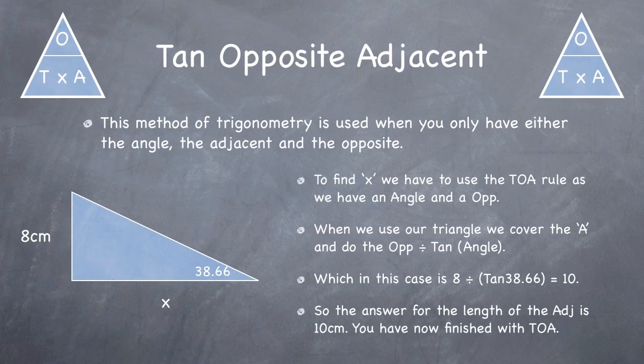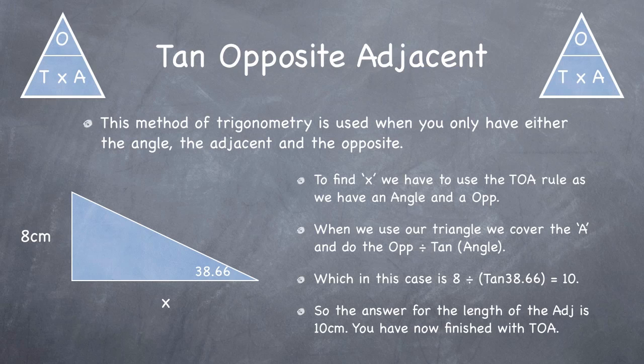Right, finally we're going to find the adjacent using the tan rule. So what we're going to do, we're going to cover the A for adjacent and do the opposite divided by tan angle, which in this case is 8 divided by tan 38.66, which equals 10. So the answer for the length of the adjacent is 10 centimeters. Now we have finished with right angle triangle trigonometry.